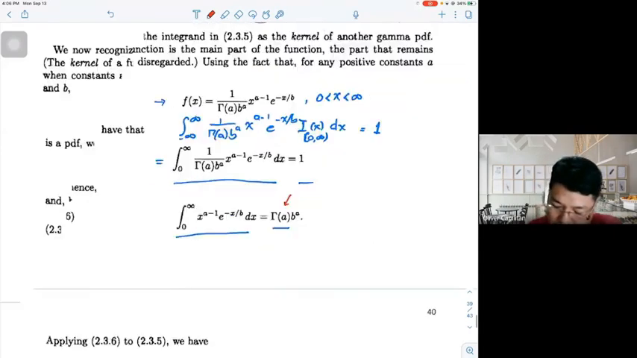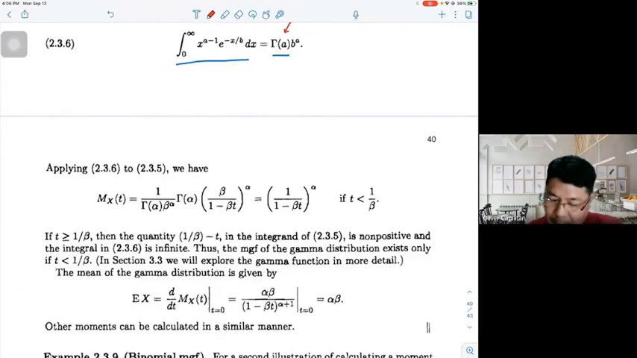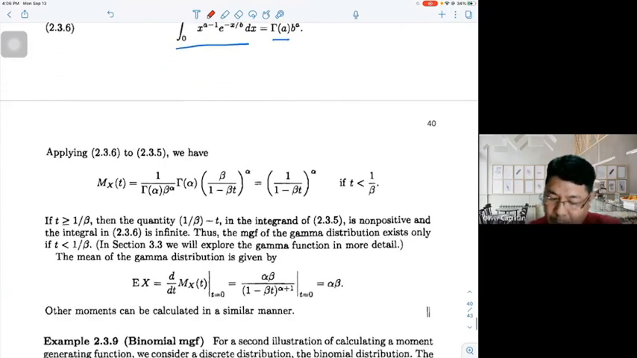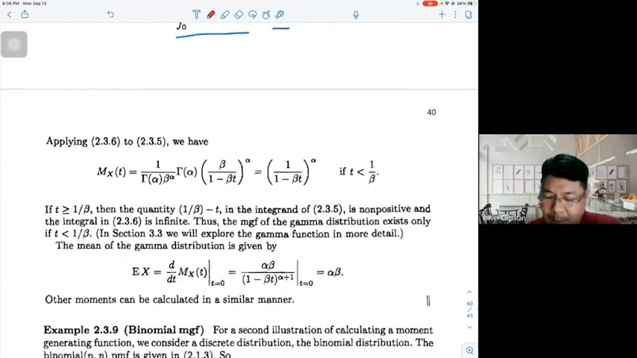Yan, makikita natin yan. Okay, so to simplify further, we have this. And then the gamma of alpha here will cancel out. Beta of alpha also will cancel out. Yan, at saka itong alpha. Then meron pati yung alpha na maiiwan for the denominator. And then this would be 1 over 1 minus beta t raised to alpha.